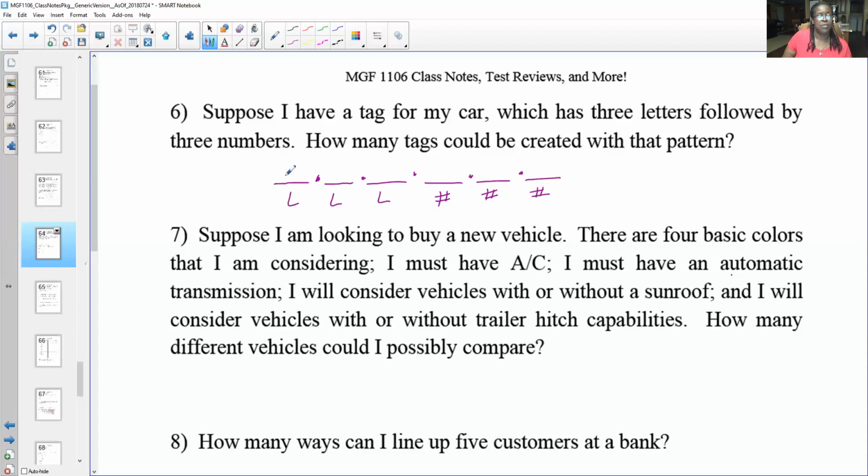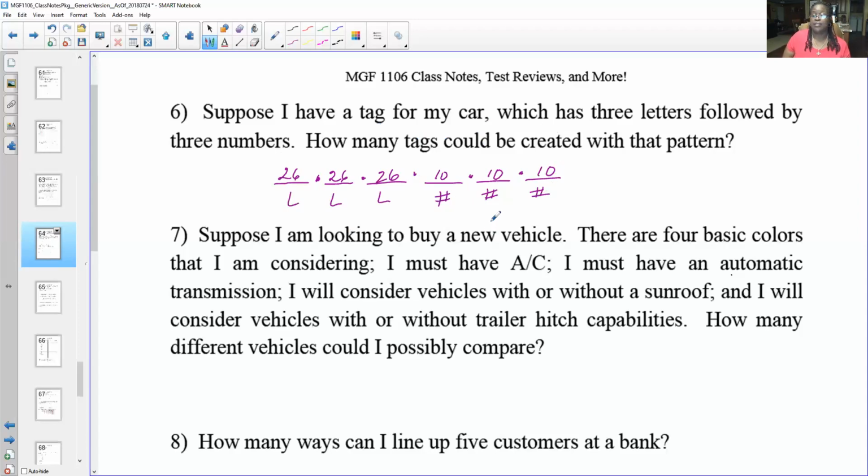So that means, how many letters do we have to choose from here? 26. And here we have 26. Here we also have 26 to choose from. Then we have our digits. Again, we know we have 10 of them. There's no restriction on those. So we have 10 times 10, and then 10 here.